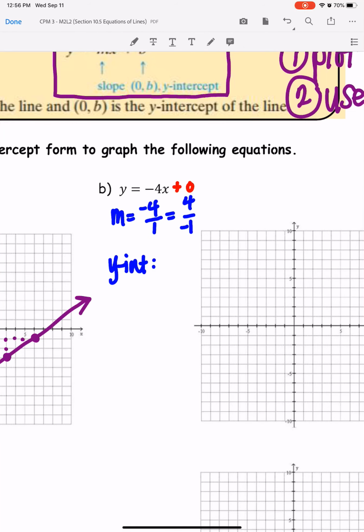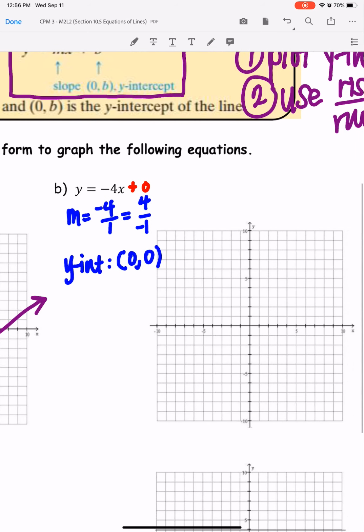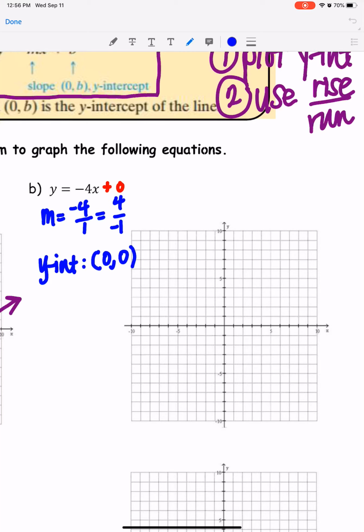So my y-intercept then is 0, 0. If you don't have a constant, it's at 0, 0. So start at your y-intercept. We're starting at the origin at 0, 0, and then use your slope. If I use this one first, that means my rise is -4. So that means I'm going down 4.